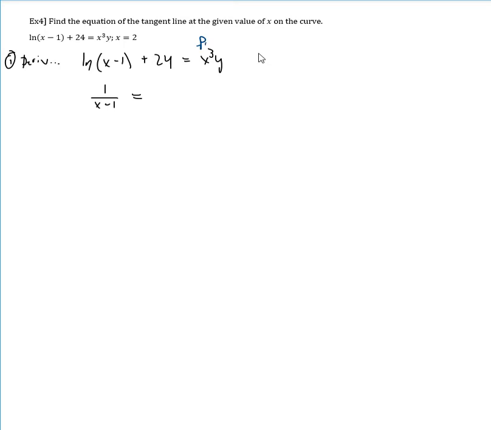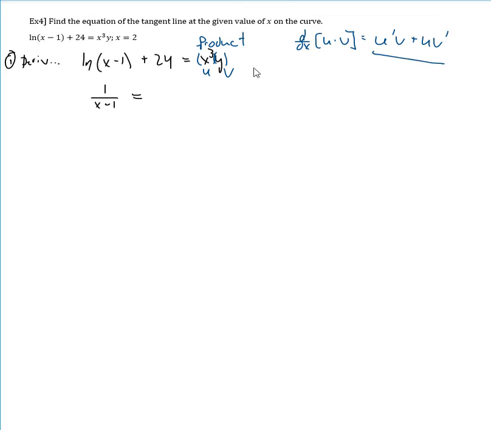And then this is a product, so we want to use our product rule. Remember, the product rule is, if you have u times v, we do u prime v plus u v prime. It looks like my x cubed is the u, and my y is the v. I'm just going to label it underneath, and I'm going to eyeball this and plug it in as we go.